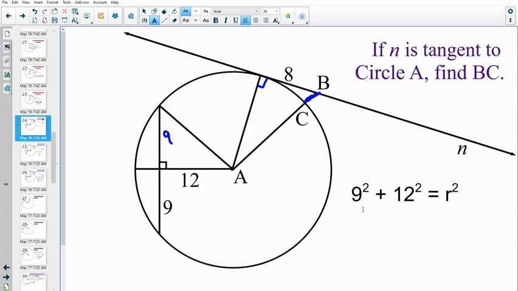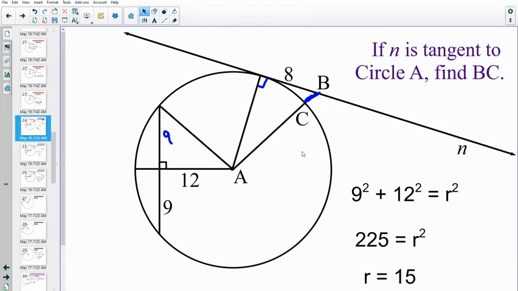And so I plug these in my calculator. 9 squared plus 12 squared is 81 plus 144. That is 225. And if the radius squared is 225, then the radius is the square root of 225, which is 15. And now we're in business. Now that I know this radius is 15, all of the radii of this circle must be 15, including this one right here, and also this one right here.